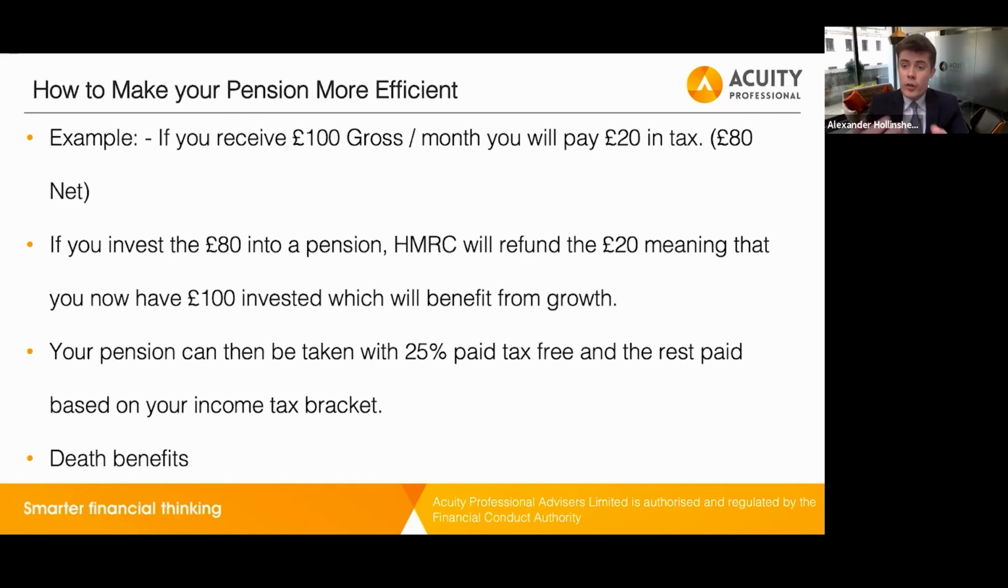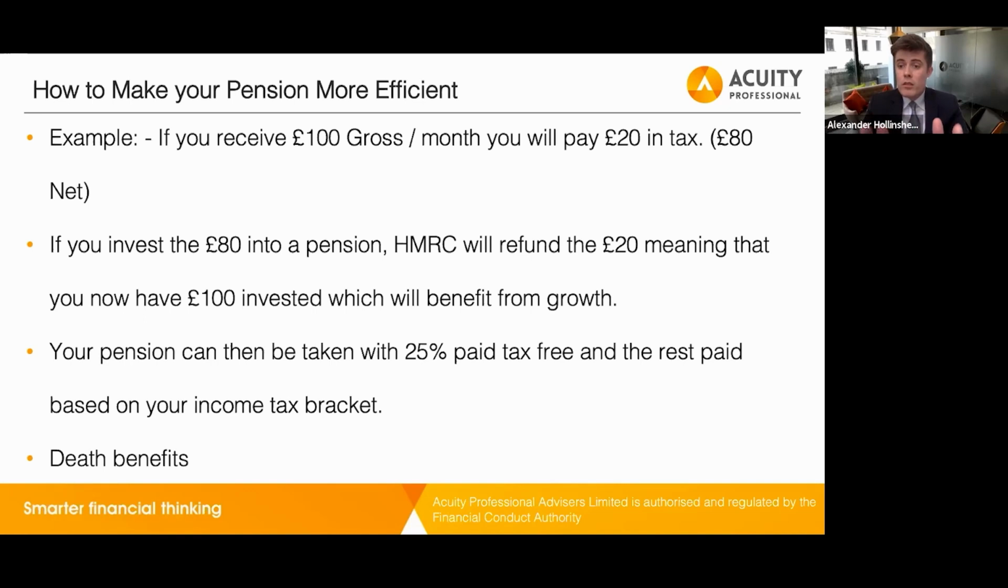Obviously we look at investing these for retirement. It's a retirement product, and therefore it could be invested for 10, 20, maybe even 30 years. This is 30 years' worth of growth. So pensions are really, really powerful tools, not just from an investment point of view, but also from a tax saving point of view.